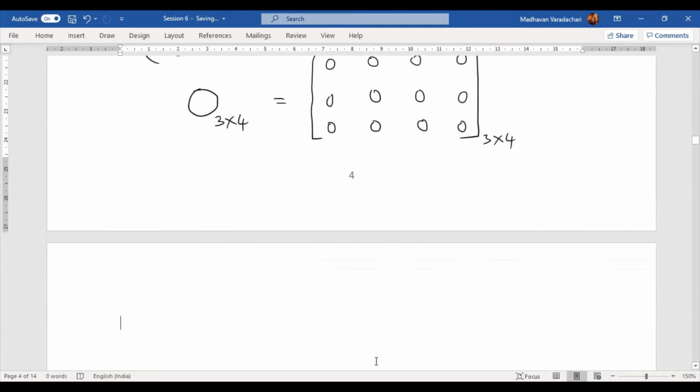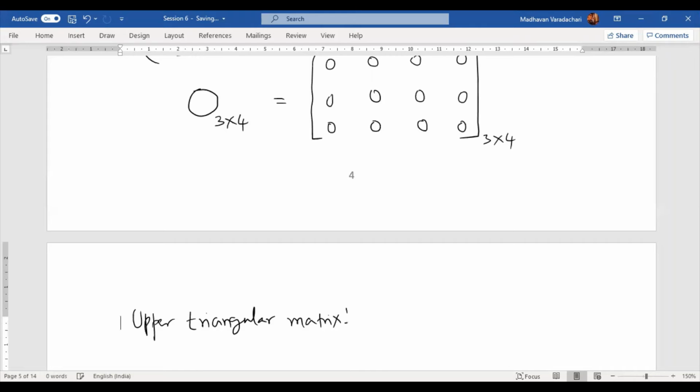So the next type is upper triangular matrix.